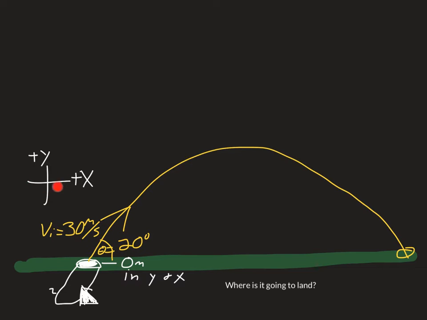I am keeping my defined coordinates as up and down is y, up being positive, left and right is x, and to the right is positive. And it's on a very flat piece of ground. Then I have my question, where is it going to land? So I'm going to use my kinematics equations and some super common sense abilities to figure this out.